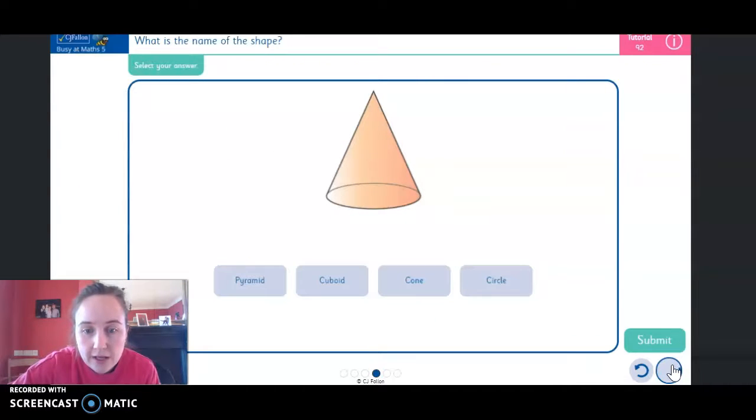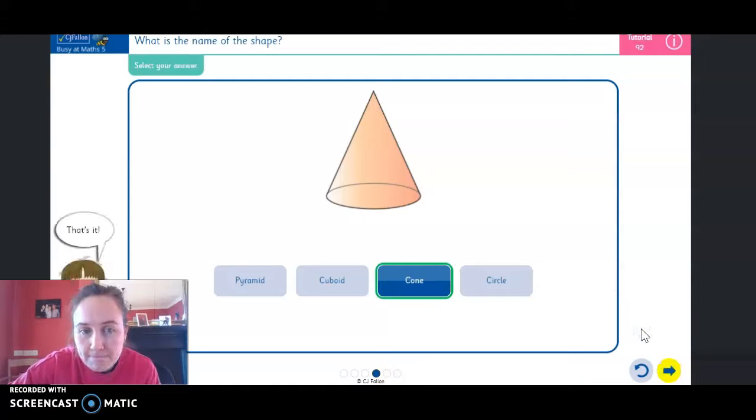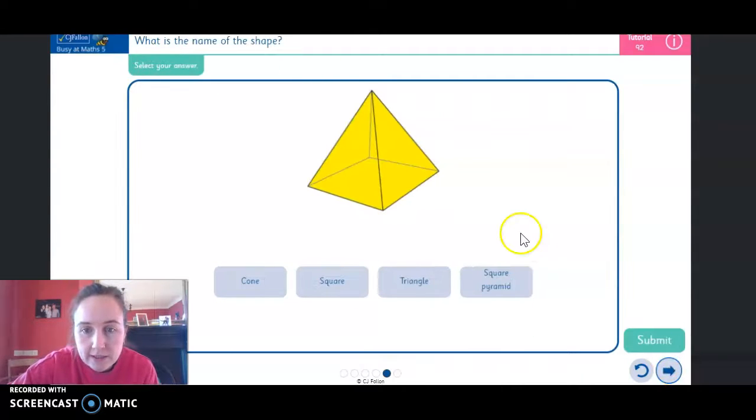So here you have a cone, two faces. So your circle bottom base. And here you have a shape. It has four triangular sides and then one square base. So that's your square base pyramid or square pyramid.